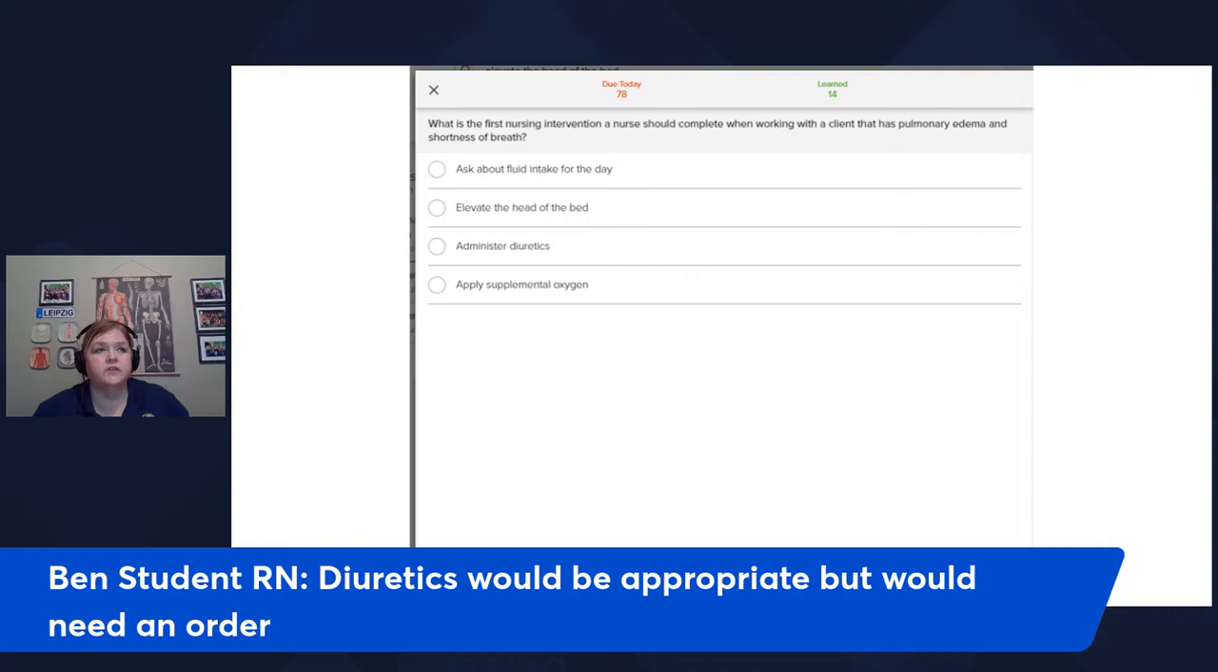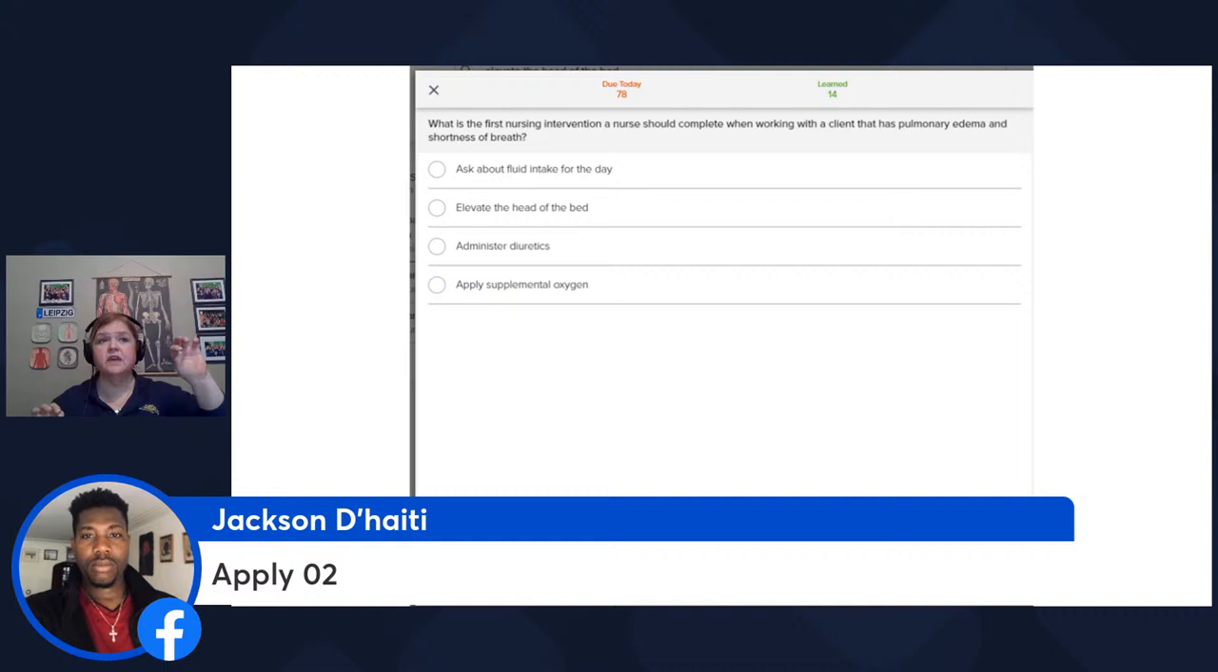Well, right now, I know they have pulmonary edema, they're short of breath. So I'll ask about their fluid intake later because that does not address the problem. Elevate the head of the bed. That helps them breathe better immediately. So I'm going to keep that one there because it's asking me, what should I do?